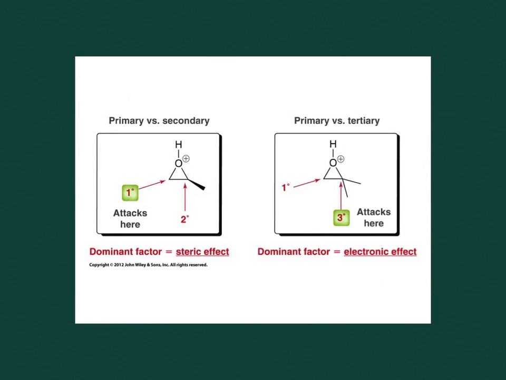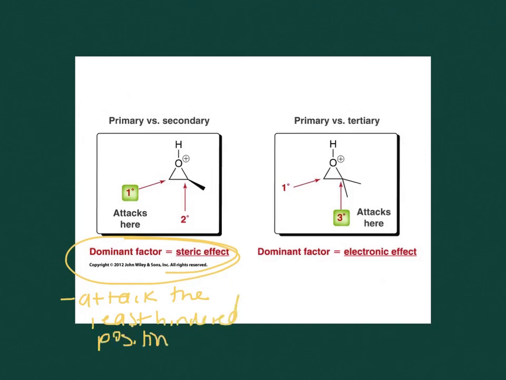So if we were to summarize, if we have a primary versus secondary, the dominant effect is going to be the steric effect, where you want to attack the least hindered position. If we have a primary versus tertiary, the dominant effect is the electronic effect, and we're going to have attack at the tertiary position. We need to remember this is only for the acid catalyzed case.